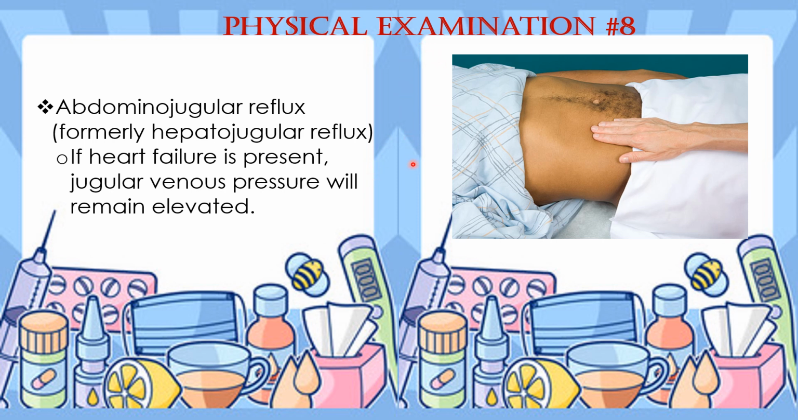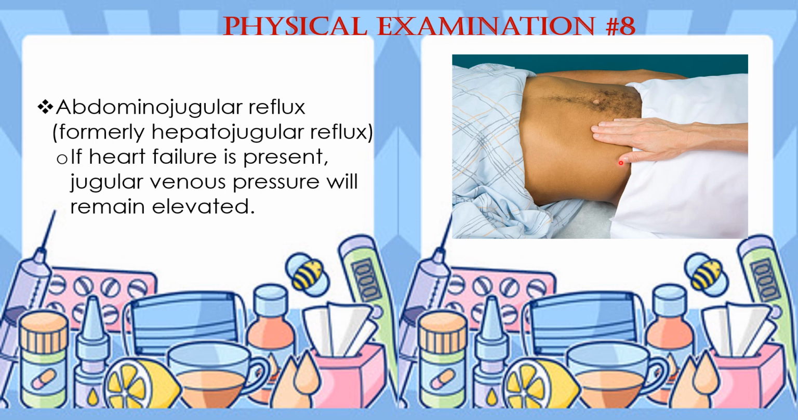If heart failure is suspected from the patient history or physical examination, or if the JVP is elevated, you can perform the abdomino-jugular reflex, which is formerly known as the hepato-jugular reflex. You have to position the patient supine with the head of the bed at the same angle used for your JVP examination. You can use your right hand and apply it firmly on the patient's right upper quadrant, as seen in this picture, or the middle abdomen, for at least 10 seconds.